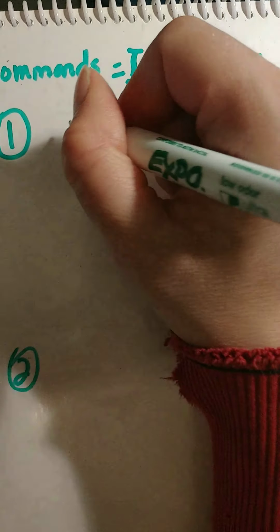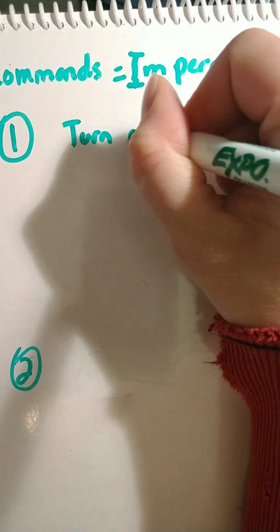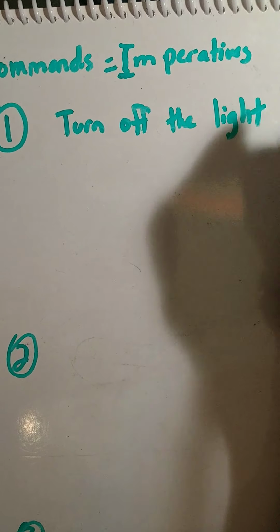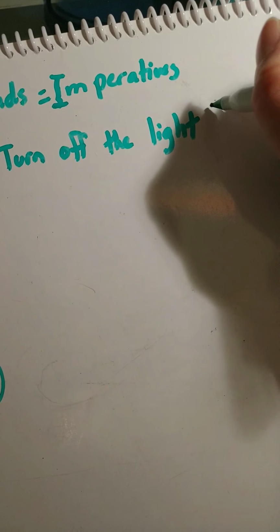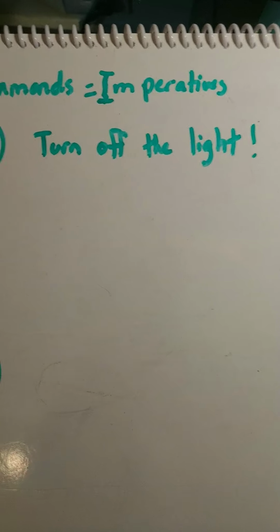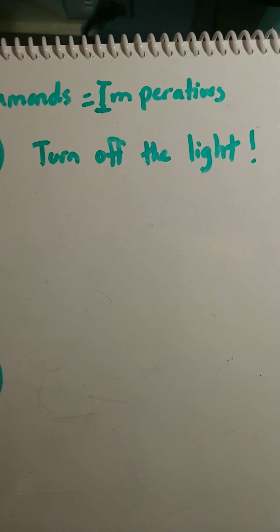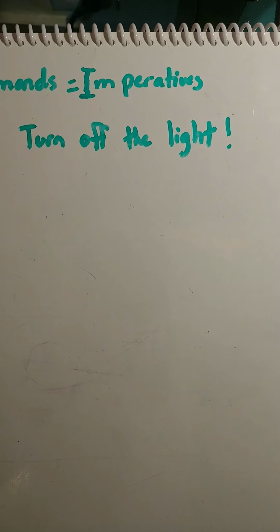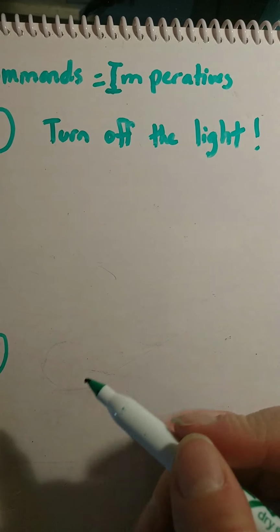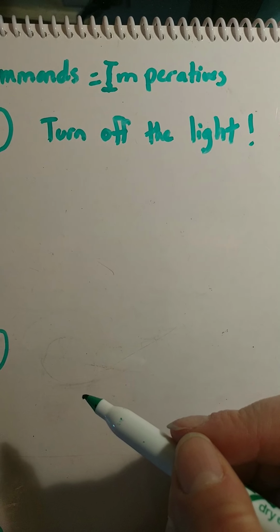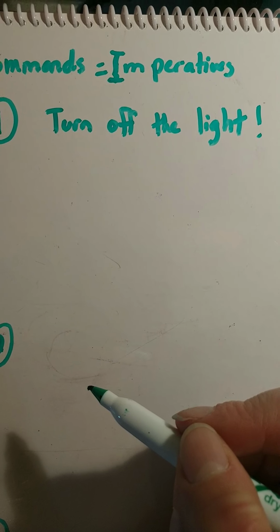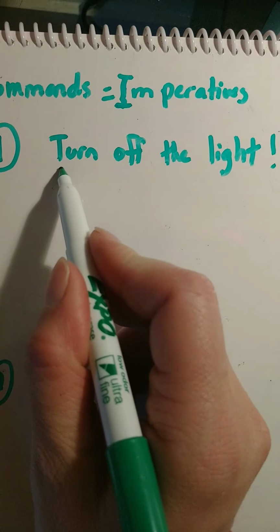So for example, turn off the light. Oftentimes commands come with an exclamation point when you're writing. Now, what you need to discover here is the grammar. Do you see a subject in the sentence? If your answer is no, you're right. Do you see a verb? Yes, turn is the verb.